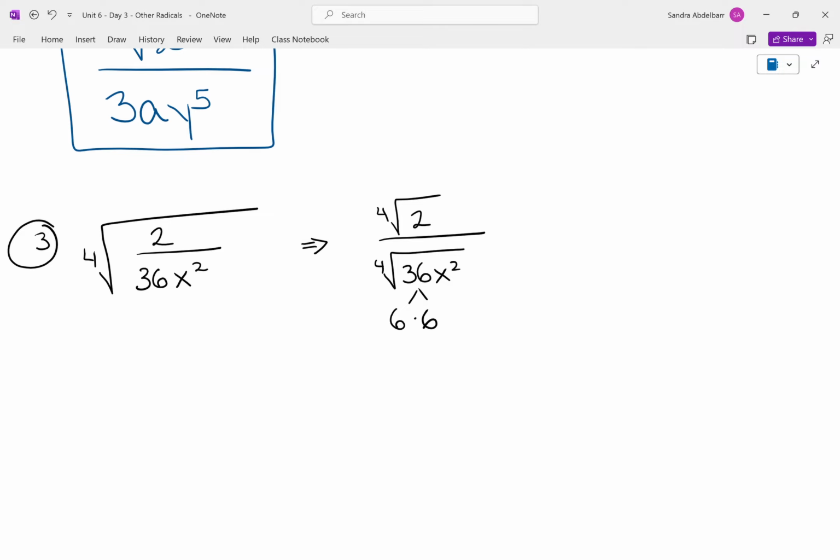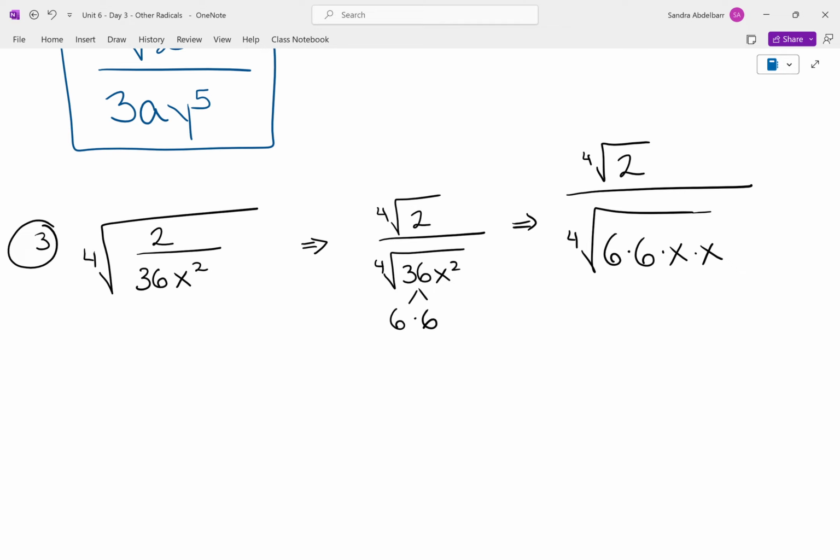Or you could recognize that 36 is 6 and 6, right? There's a pair there already. So instead of making this 3 more 36s, I can look at this as the fourth root of 6 times 6 times x times x. Right. And so why does this change things? It essentially just makes my life a little bit easier, so I'm not dealing with as big of numbers.